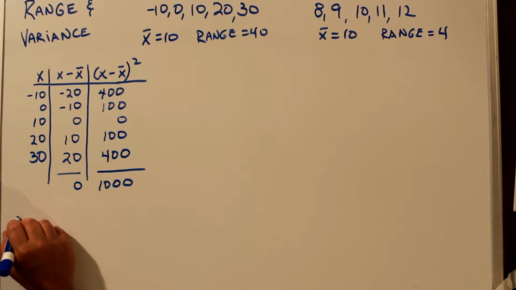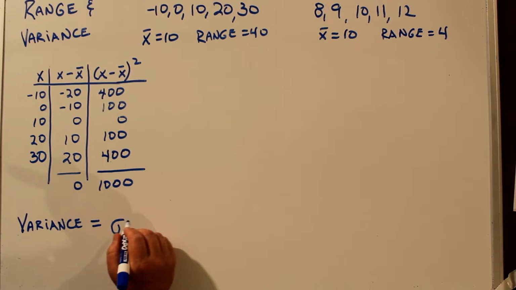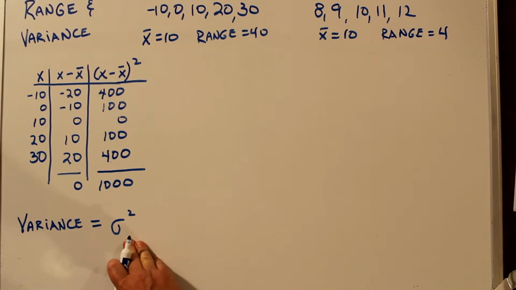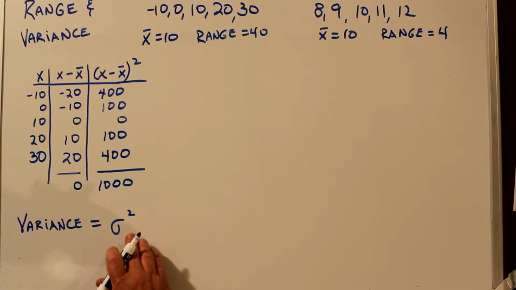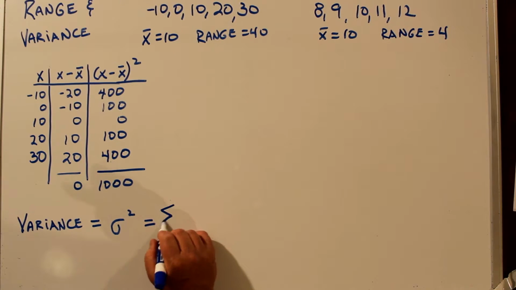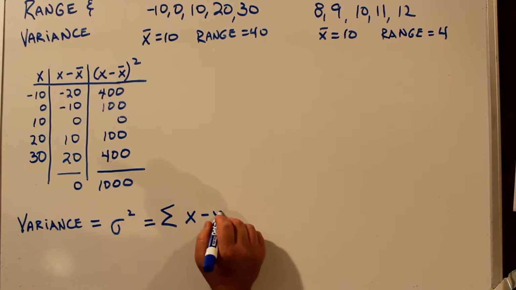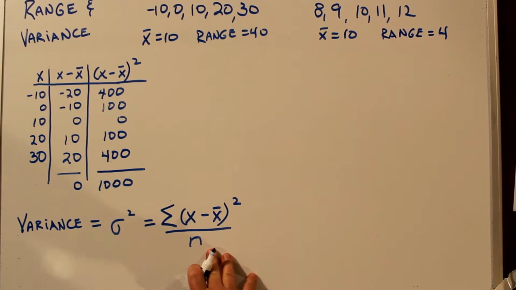Now the formula for variance is this. The symbol is lowercase sigma squared. And if you remember, the symbol for a standard deviation of a population is lowercase sigma. Well, the variance is lowercase sigma squared. And I'm going to show you the relationship between variance and standard deviation as we go along. But the formula is this. It's the summation of x minus x bar squared divided by n, the number of numbers in your group.